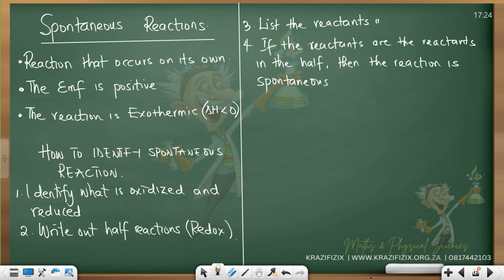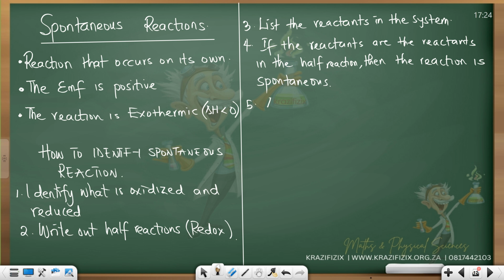Let's do this. List the reactants in the system. So we have, because we are going to have 2 of them. All right. List the reactants in the system. If the reactants are the reactant in the half reaction, then the reaction is spontaneous, and we would see the application of that.